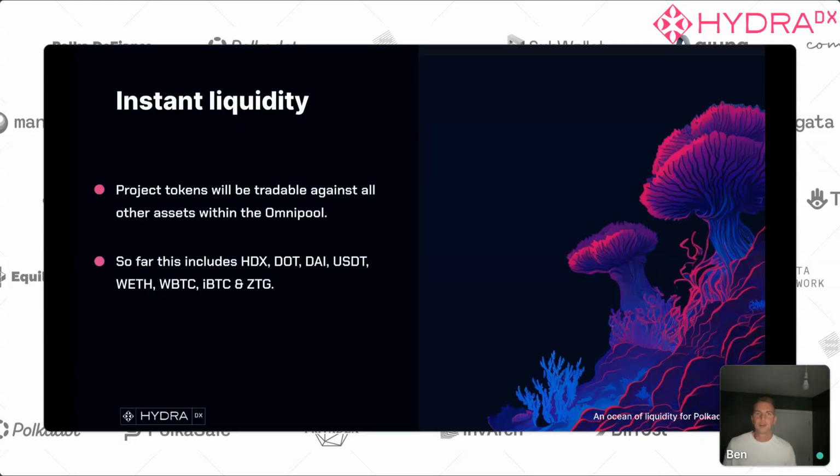So we talked earlier about how all assets sit in a single pool, the Omnipool. This means that they are instantly tradable against all other assets in the Omnipool. So as soon as a Treasury or DAO provides its token, it's immediately tradable against all other assets in the Omnipool. So right now that's HDX, DOT, DAI, native USDT, wrapped ETH, wrapped Bitcoin, IBTC, and ZTG, with many more on the way, hopefully soon.